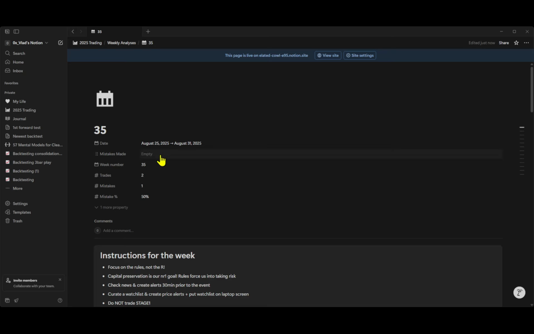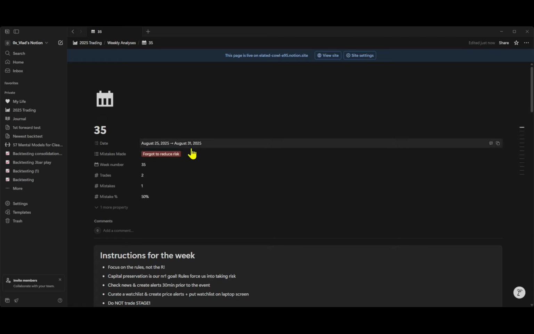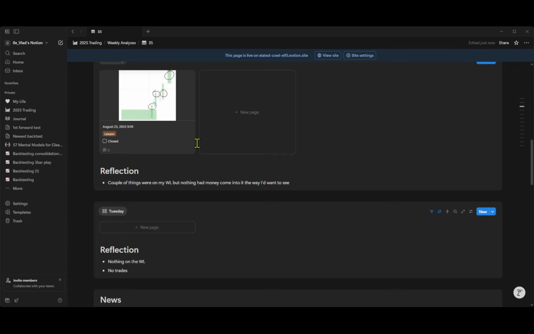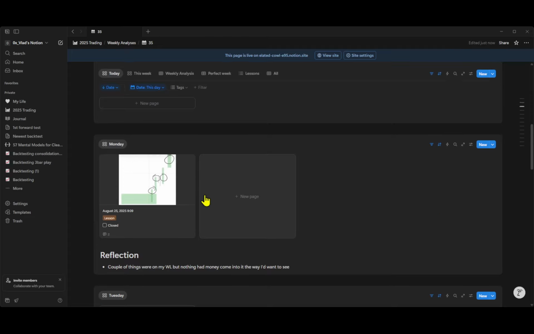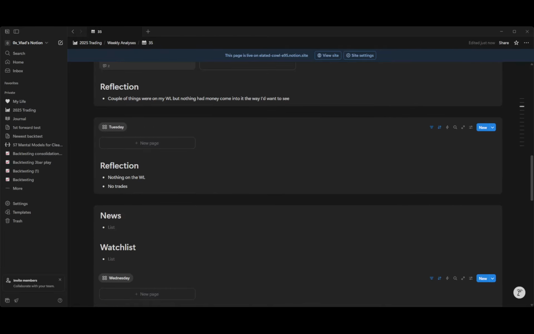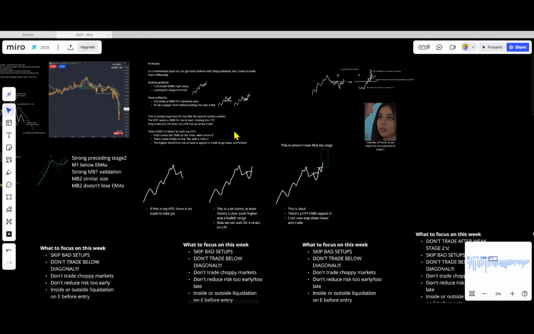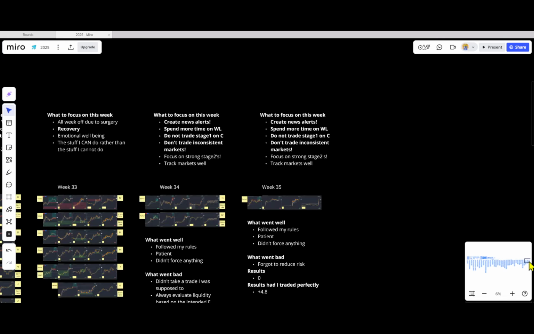So if I go into mistakes here, what was that? Forgot to reduce risk. That's a mistake I made. It's a new one. There we go. Marked it up, and that's it. I wonder if there was anything else this week, but I don't think so. Did I by any chance maybe draw something new? I don't think so. Nope, not really.